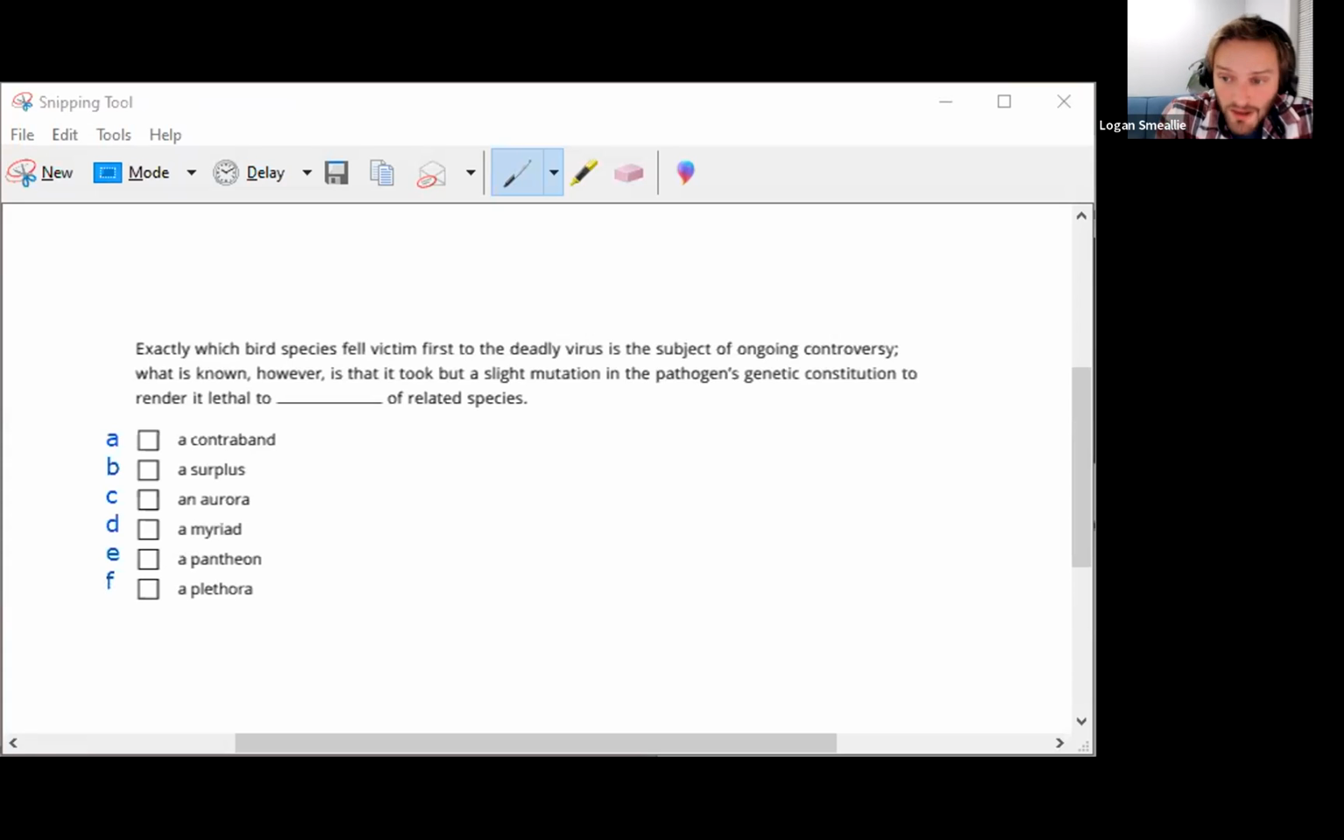All right. So we have votes for myriad, surplus, and plethora. Let's talk about those. I think this is an example of one of these false triples I'm talking about, where these words have a lot of overlap. What does a surplus mean? Tell me in the chat if you have a definition of any of these three: a surplus, a myriad, or a plethora.